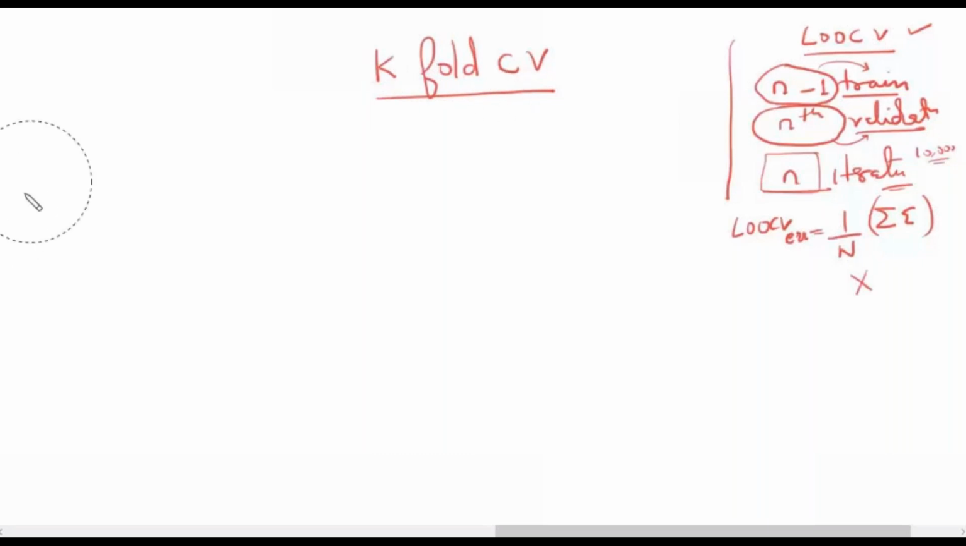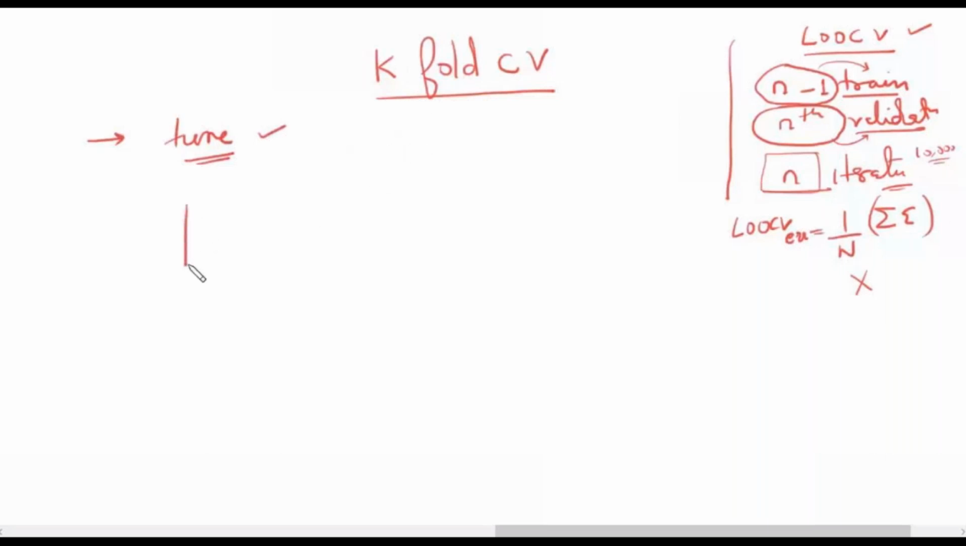So this can be used to tune the parameters also. For example, we were talking about the min bucket parameter or any other parameter in any algorithm. We can always tune the parameters. Tuning the parameters means finding the right value of the parameter, which neither underfits the data nor overfits the test data. So that can be done using k-fold cross validation. So let us see what is k-fold cross validation.